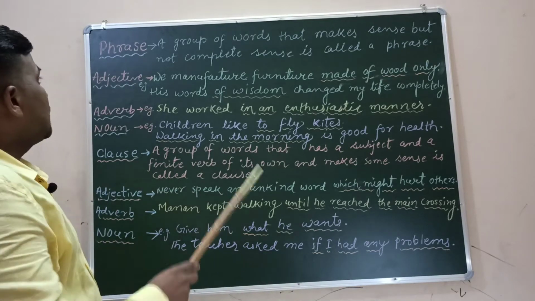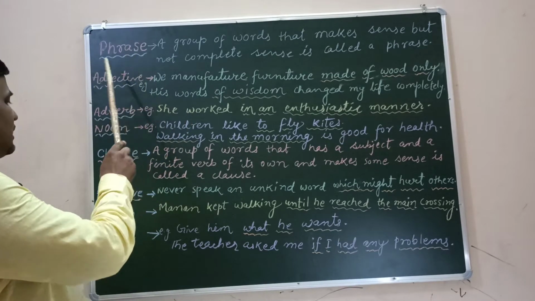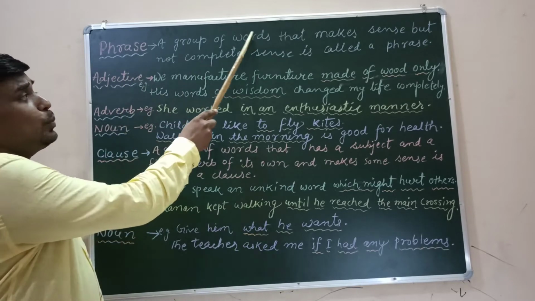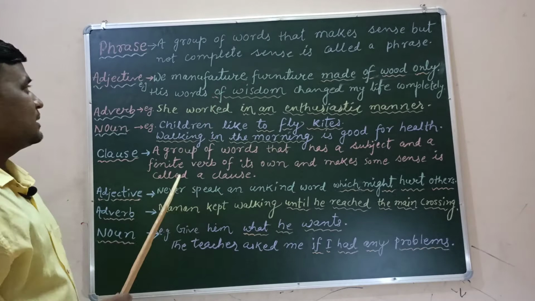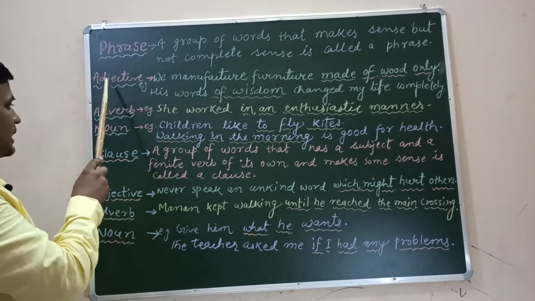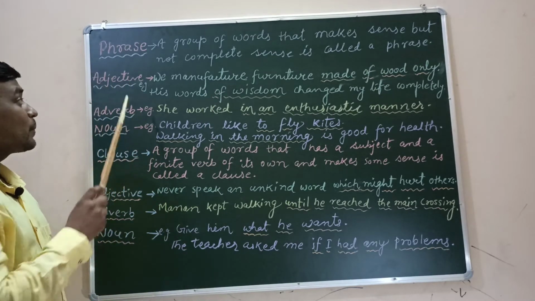Hello children, today we are going to revise phrase and clause. A phrase is a group of words that makes sense but not complete sense. It is of three types: adjective, adverb and noun.